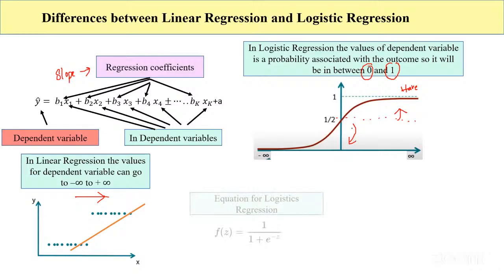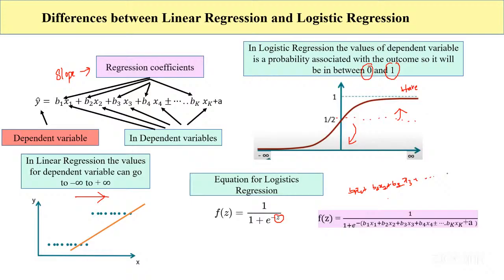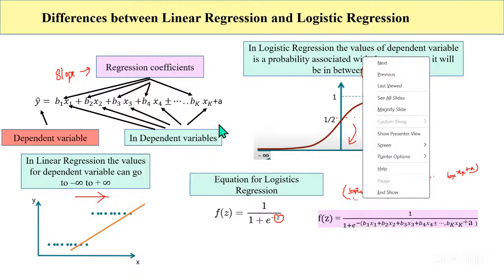So that is the reason here. The equation for logistic regression, as I already mentioned, is f of z equals 1 divided by 1 plus e power minus z. If you observe this z, it is represented as b1x1 plus b2x2 plus b3x3 and so on up to bkxk plus a. This is the basic linear regression that we have seen, and that is what I have mentioned here.